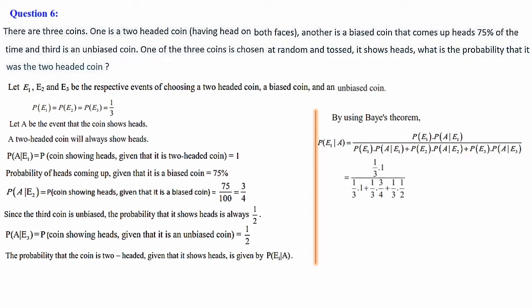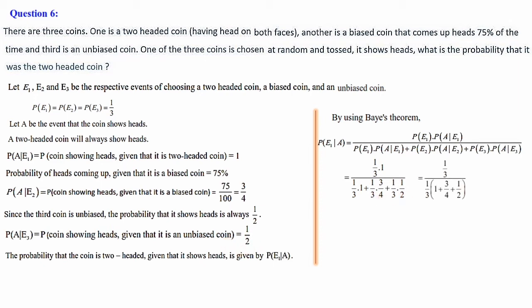Now only the substitution part is there. P of E1, E2, E3, everything is 1 by 3. So 1 by 3 into P of A given E1, that is already calculated, that is 1. So 1 by 3 into 1 divided by, here P of E1 into P of A given E1, as before, 1 by 3 into 1 plus P of E2 into P of A given E2. P of E2 is 1 by 3. A given E2 is here, that is 3 by 4. Plus 1 by 3 into 1 by 2, that is P of E3, 1 by 3. A given E3 is, here it is 1 by 2. So 1 by 3 into 1 by 2.